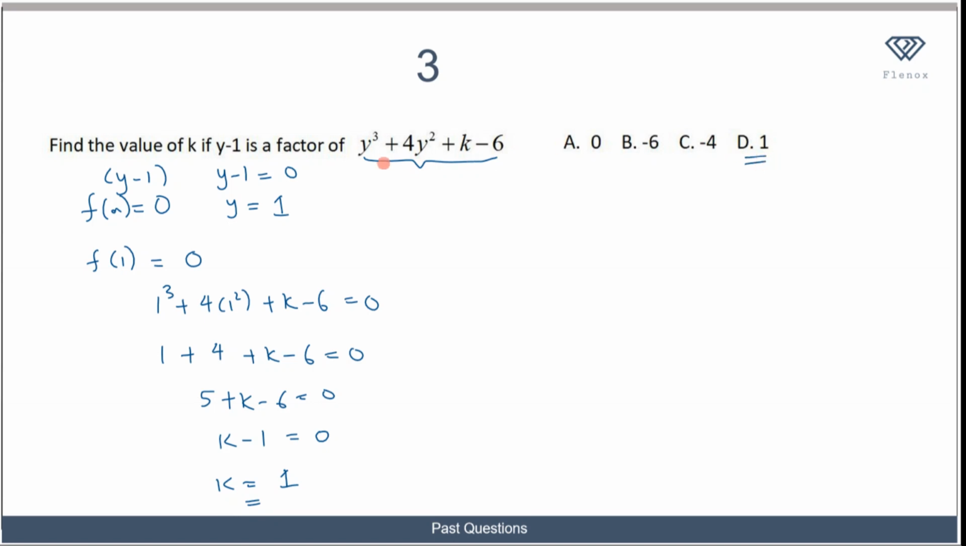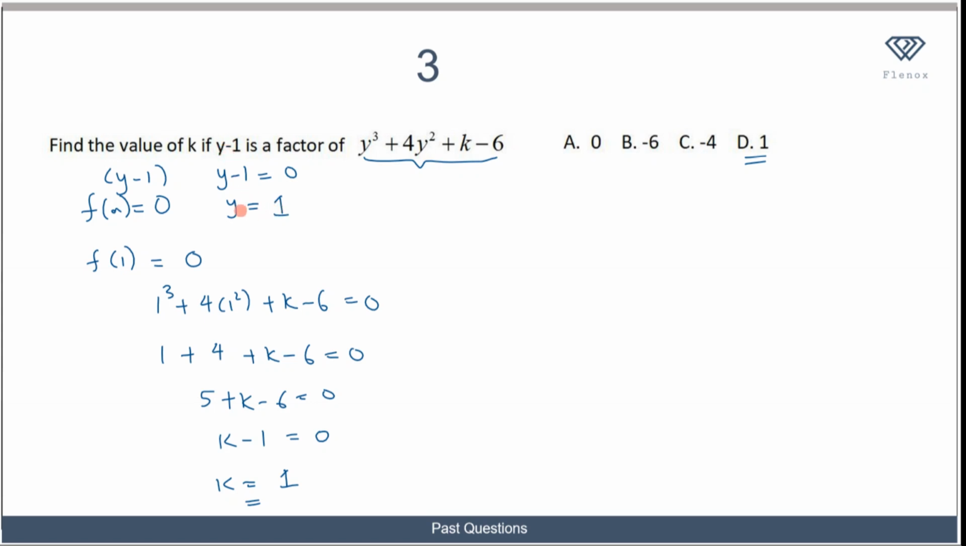So to recap, we made use of the remainder theorem, which says that when you divide a polynomial by its factor, then the remainder will be equal to 0. So what we did was we found the root of the factor, which will be y equals 1.